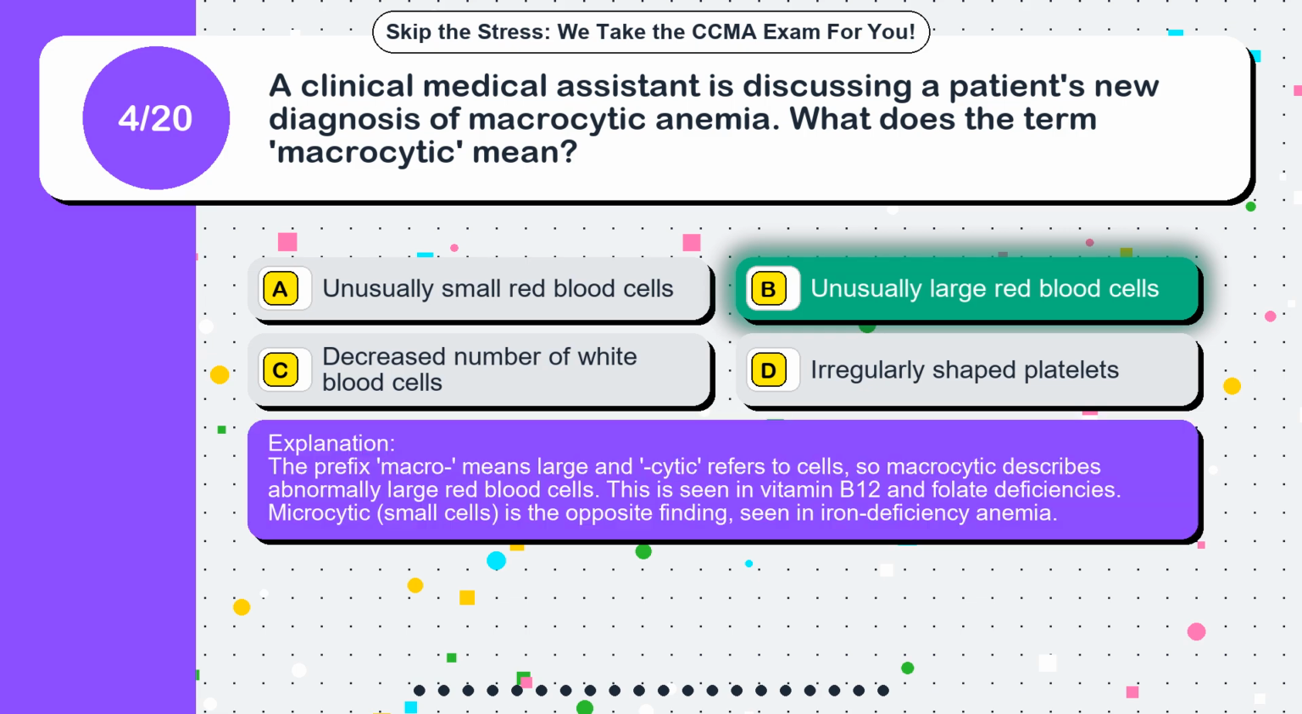The prefix macro means large and cytic refers to cells, so macrocytic describes abnormally large red blood cells. This is seen in vitamin B12 and folate deficiencies. Microcytic, small cells, is the opposite finding, seen in iron deficiency anemia.